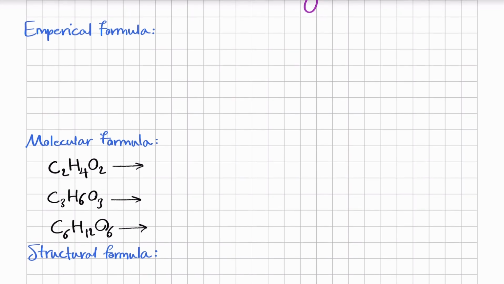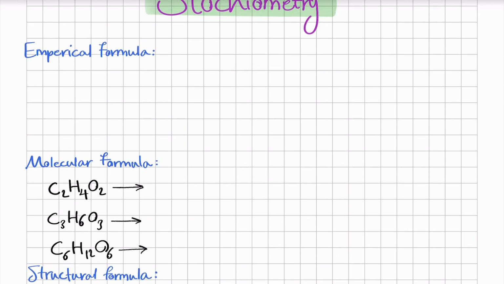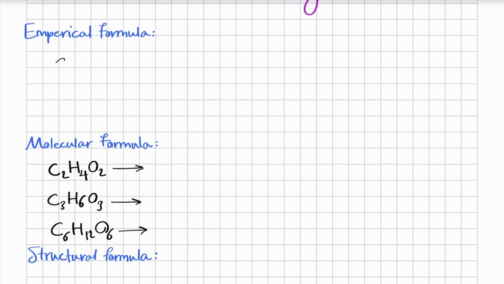names. But it would be really interesting if you know that all of their empirical formulas are the same, and that would be CH2O. So what do you guess about the definition of empirical formula? We can say an empirical formula gives the simplest whole number ratio of atoms in a chemical compound. However, a molecular formula specifies the number of atoms in a molecule.